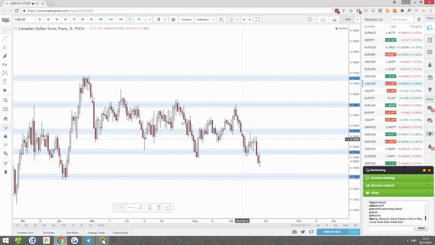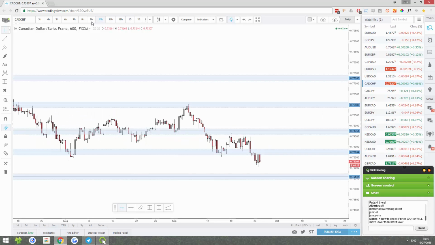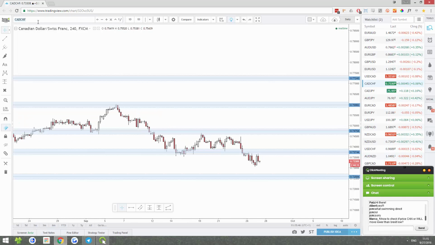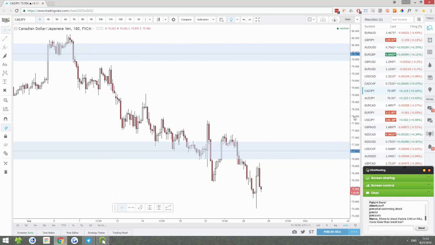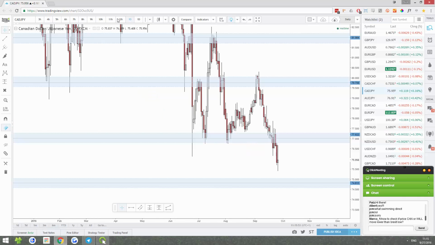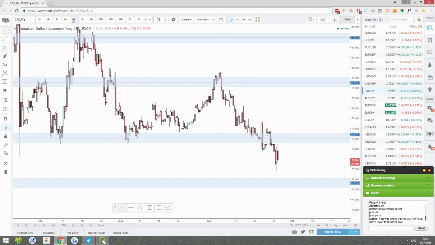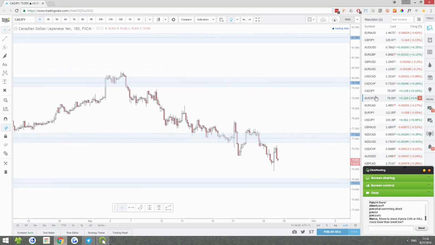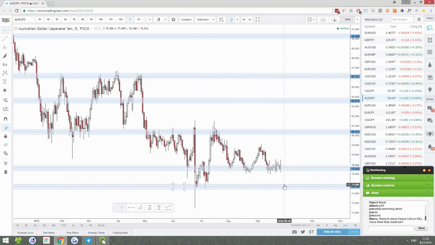CAD CHF, in between two support resistance areas, so there's no real point. Well, there's no real possibility, I should say, of taking a trade there. CAD JPY, what's up with CAD JPY? Again, it's in between two support resistance areas. Yeah, nothing. AUD JPY, what is that doing? Oh, it's ranging very tightly on this support area.